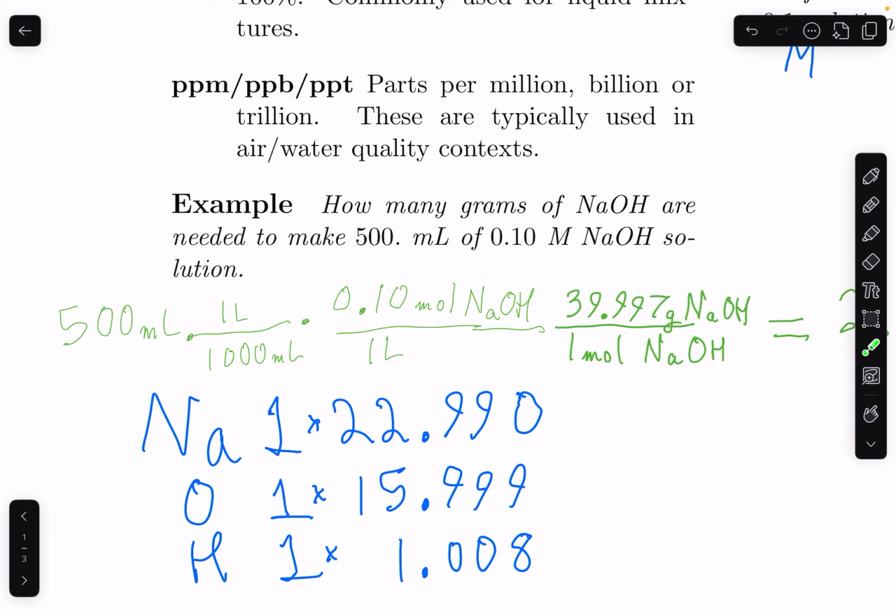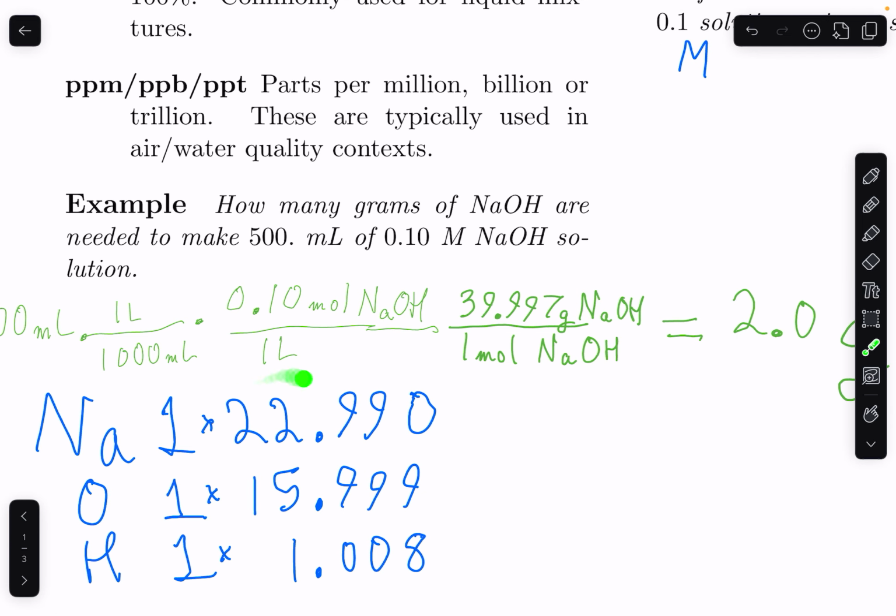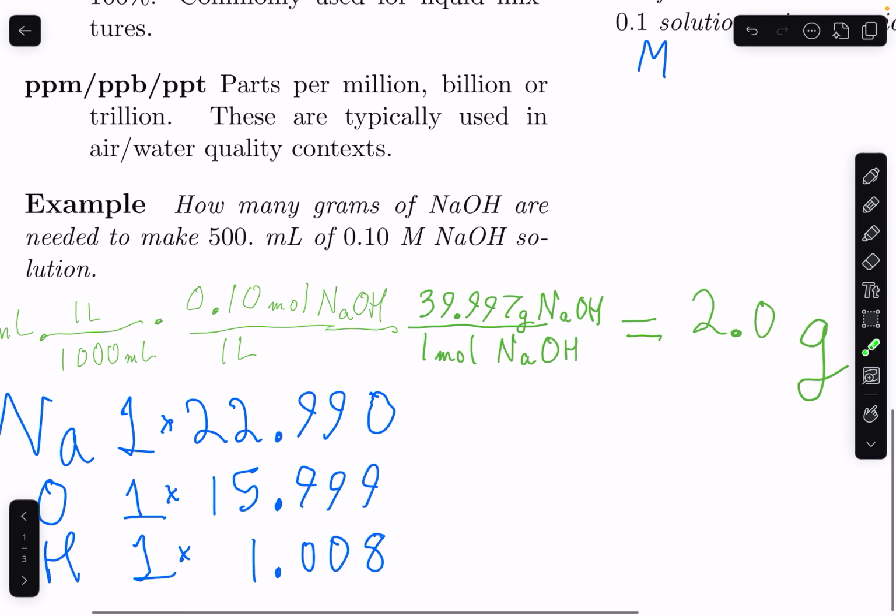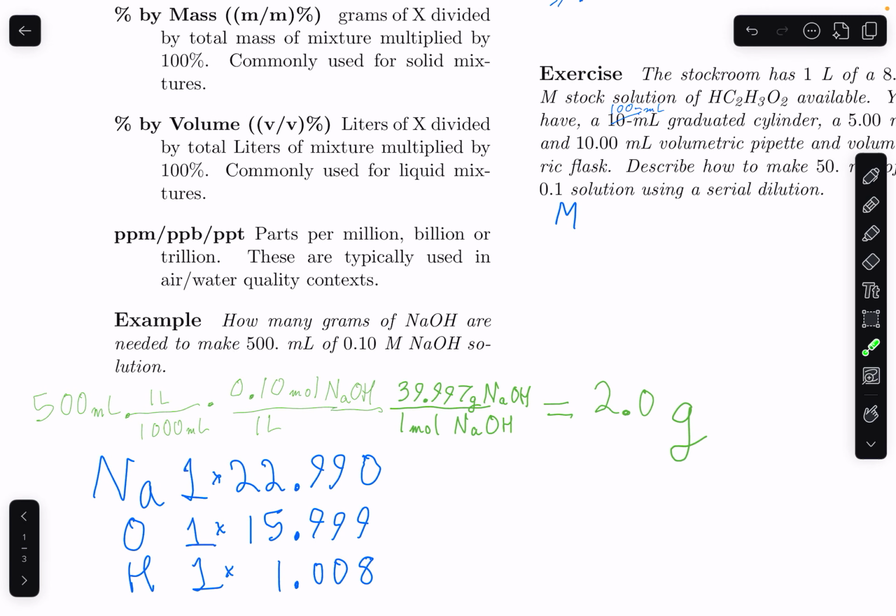To do this conversion, we start off with 500 mL, the volume we want. We convert it into liters and then multiply it by 0.1 molarity. Notice that moles over liters instead of molarity is what I've written there. And then moles of sodium hydroxide cancels moles of sodium hydroxide, and that leaves us with just the grams. So if you multiply all of those together, you get 2 grams. Note that there's 1 significant figure there for the 2 grams because the concentration here is 1 significant figure.